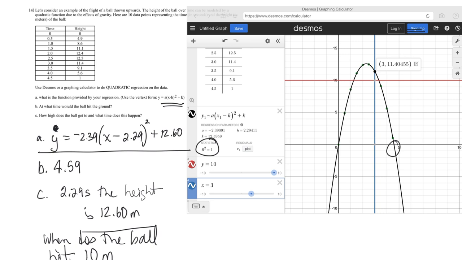Another way you could have done that one is plugged a 3 in right there. You plug a 3 in there and then figure that out, and it should give you a number that's very close to that. All right, hopefully that helps you with that regression, quadratic regression.